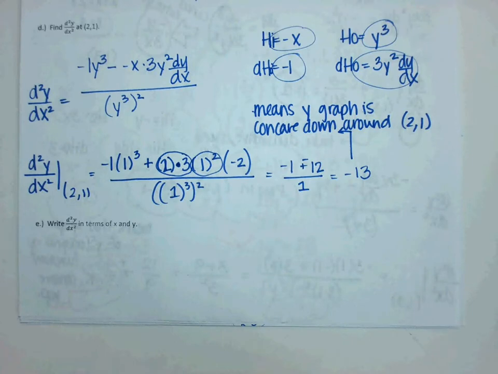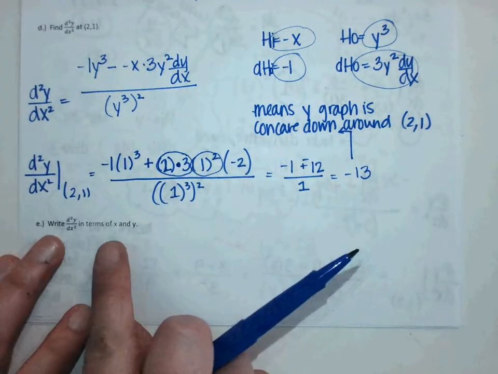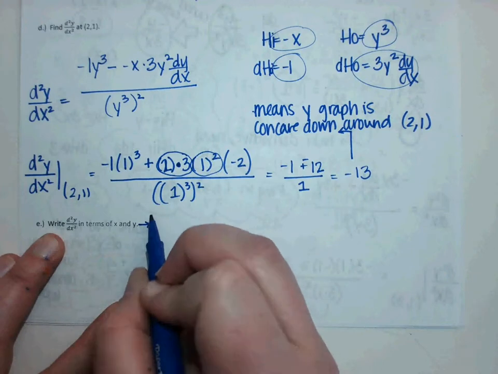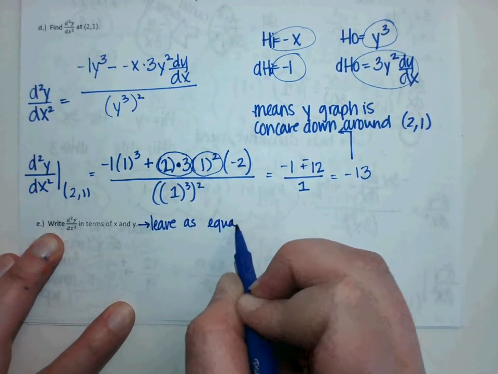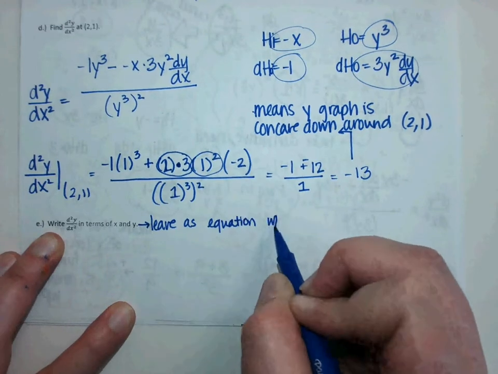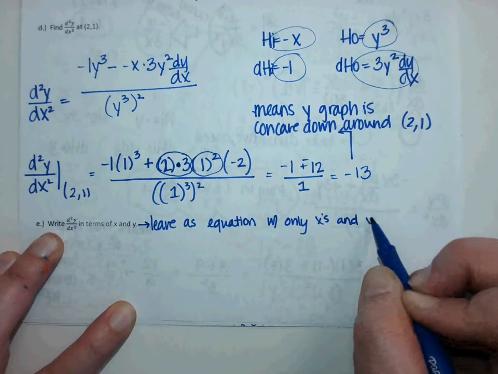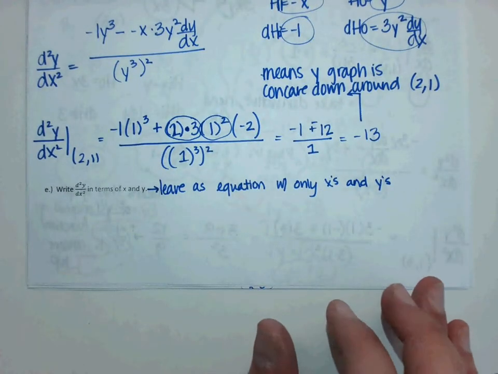Alright, last part. Look at the difference between D and E. D asks you for the derivative at a specific point. So the answer is going to come out to be a number. Okay, this one says in terms of x and y. What that means is that you need to leave it as an equation with only x's and y's as your variables. So you cannot have any other letters.